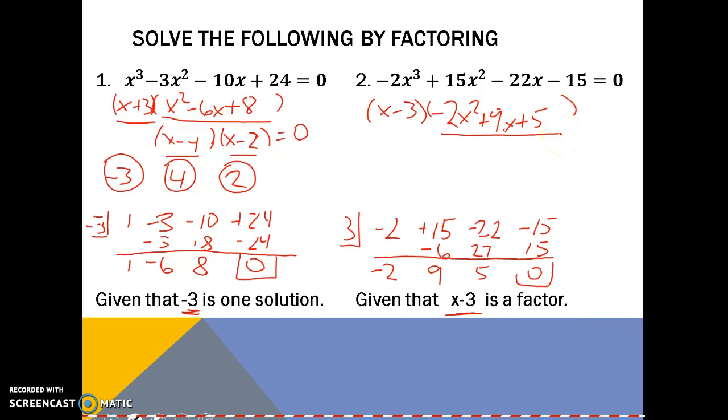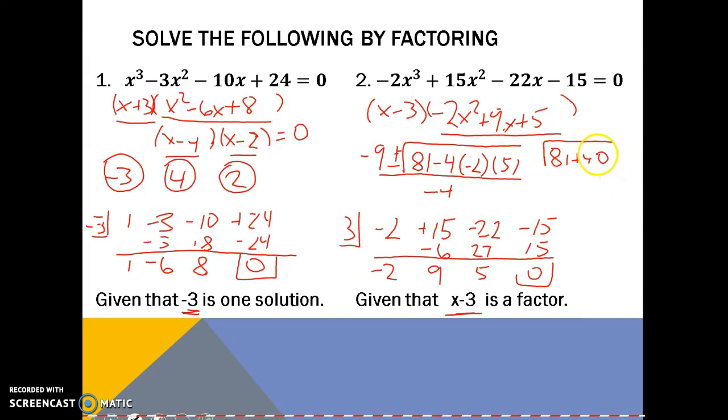I'm going to use the quadratic formula, which is negative b. So I'll have negative 9 plus or minus the square root of b squared, which is 81, minus 4 times a, which is negative 2, times c, which is 5, all over 2a, which is 2 times negative 2, which is negative 4. So inside the square root sign, we're going to have 81, but I have two negatives there, a negative 4 and a negative 2, which means it's going to be 81 plus 4 times 2 times 5, which is 40. And that's the square root of 121, and the square root of 121 is 11.